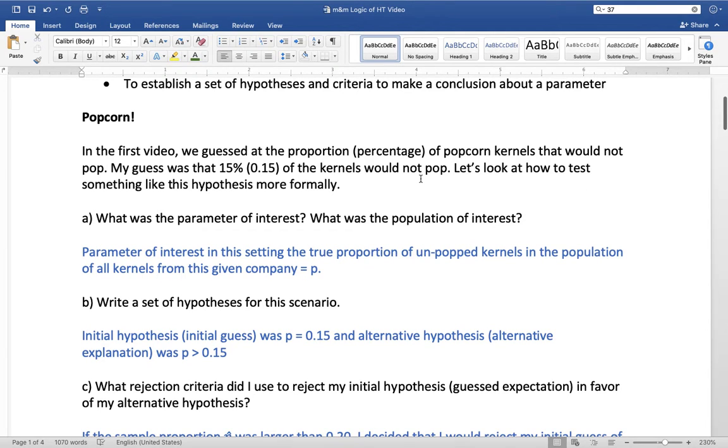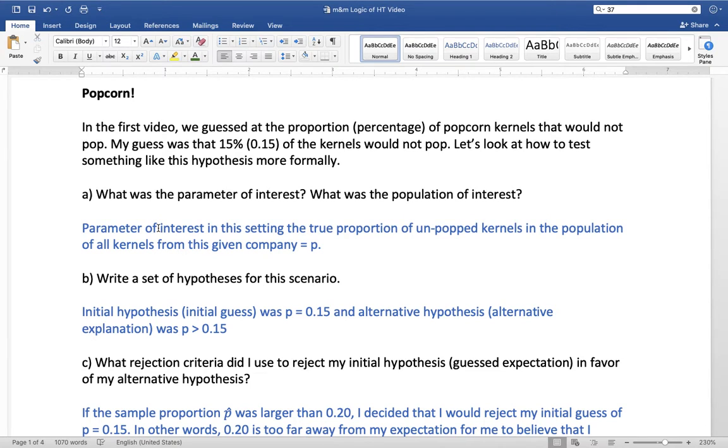Yesterday, or the previous video, whenever you watched it, was about the proportion of popcorn kernels that would not pop. So I had a bag of popcorn. My guess was that 15% of those kernels would not pop. And we argued, was my guess good or was it not? That's really what hypothesis testing comes down to: is the claim true or is it not true? More formally, I introduced this idea of how you argue and decide. But to do that, you need to know what a parameter is and what the population is.